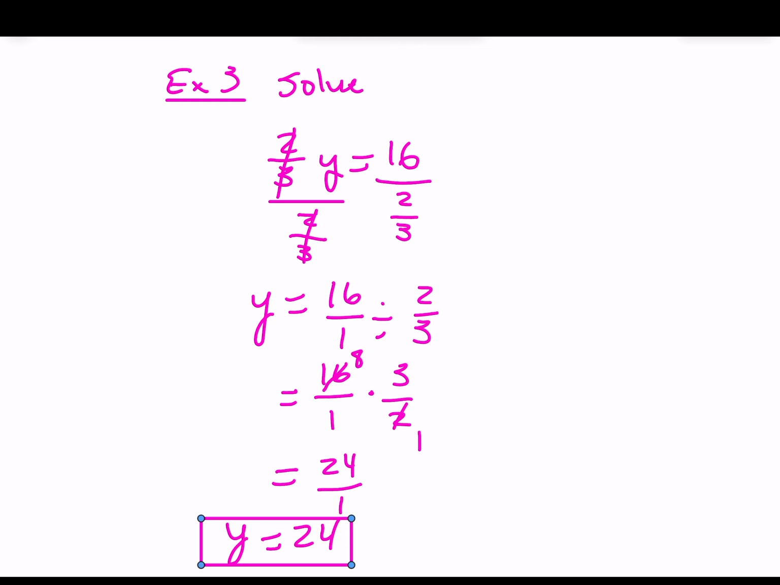Now, is there another way we could have solved that? Yes, there is. We could have started by multiplying both sides of the equation by 3 and then dividing both sides of the equation by 2. Let's do a second part to number 3. We'll call that part A.